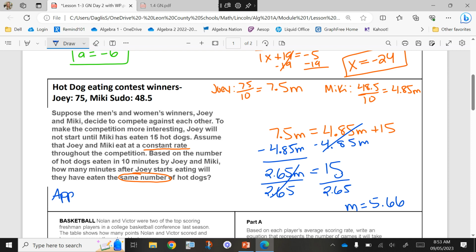So word problems get word answers. Approximately 5.66 minutes. If you want to get more detailed, you could say approximately 5.66 minutes after Joey starts, they will have both eaten the same amount of hot dogs. But that is how long. So in 5 minutes, he's already caught up with her. I mean, he's eating almost twice as fast. Not quite, but pretty close.